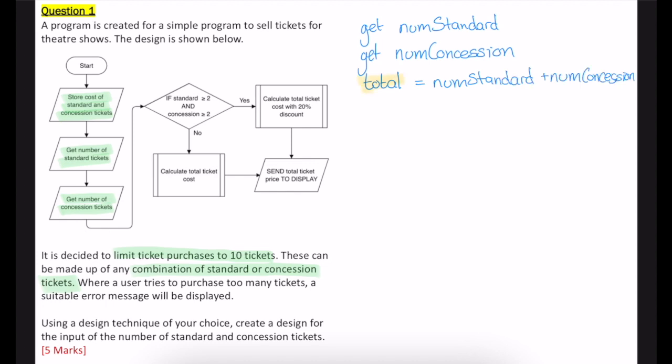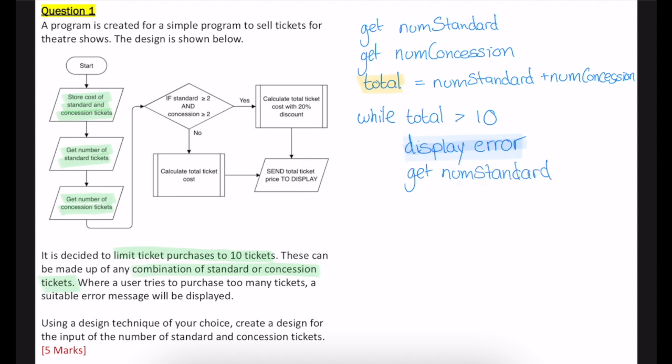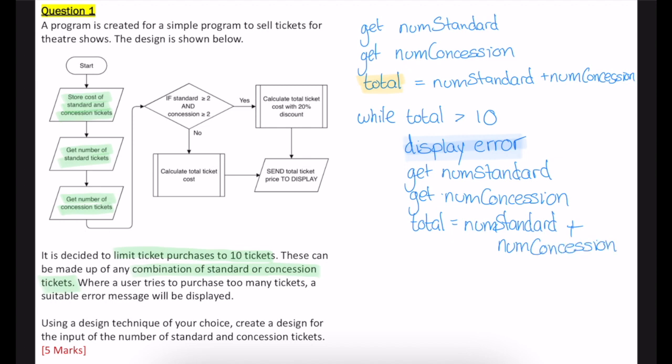Now, if our total is greater than 10, we want an error to be displayed. So total greater than 10, display error. And we want this error message to be displayed whilst the total is greater than 10. Once the error message has been displayed, we then need to re-ask for the number of standard tickets, the number of concession tickets, and then we need to work out the total again. And there is our complete input validation for this question.